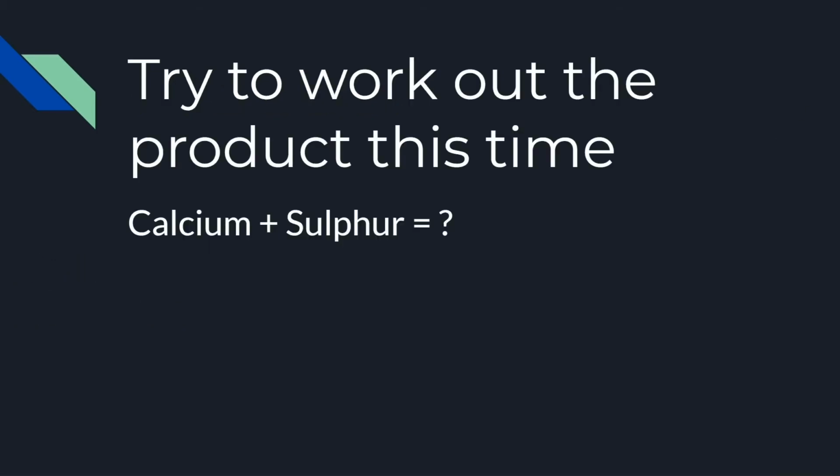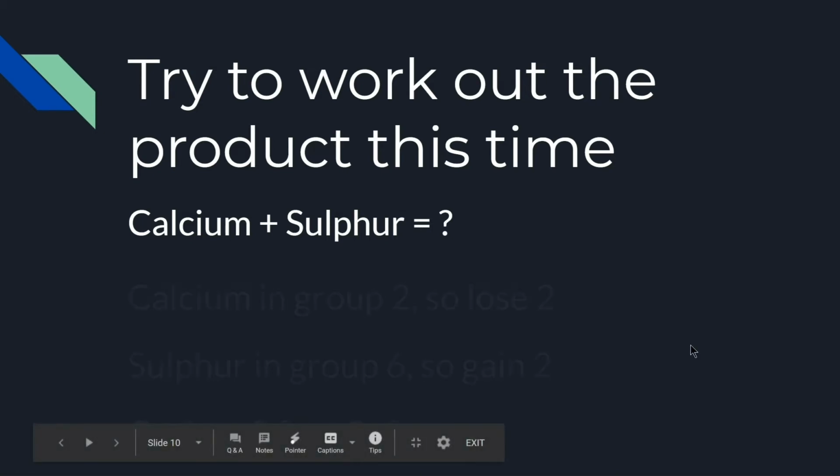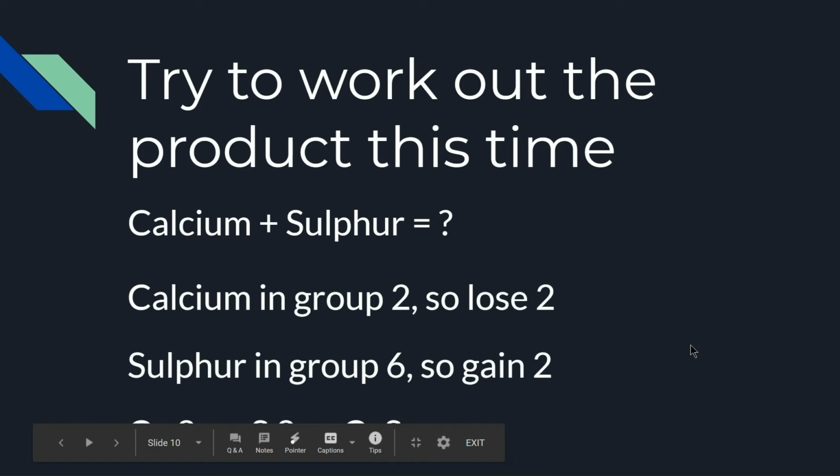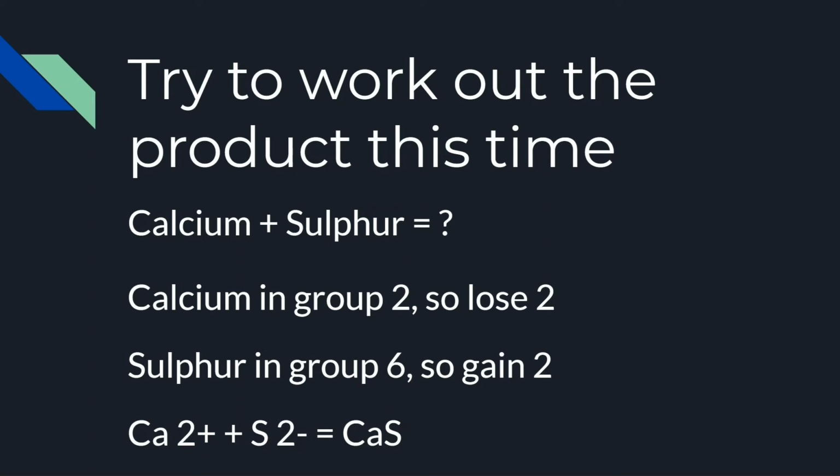Based on the previous example, I would like you to try and work out the product if we are trying to bond calcium and sulfur together. Just pause the video right now and see if you can come up with an answer. I'll be revealing the answer now. The way I'll do it is I will look at what group they are in, because in order to know how to obtain a full outer shell, we have to know how many outer shell electrons there are.